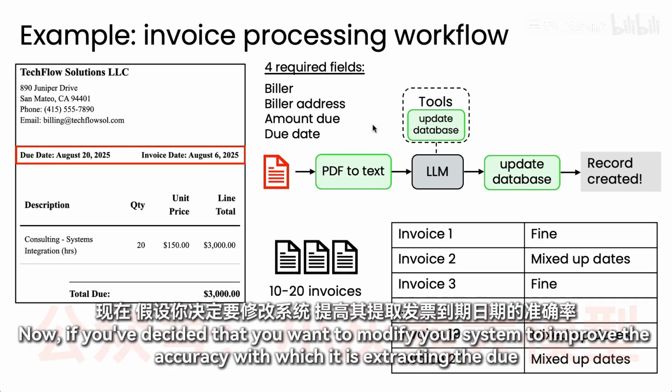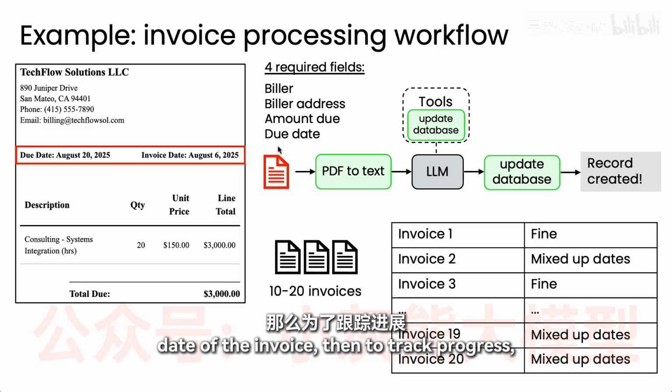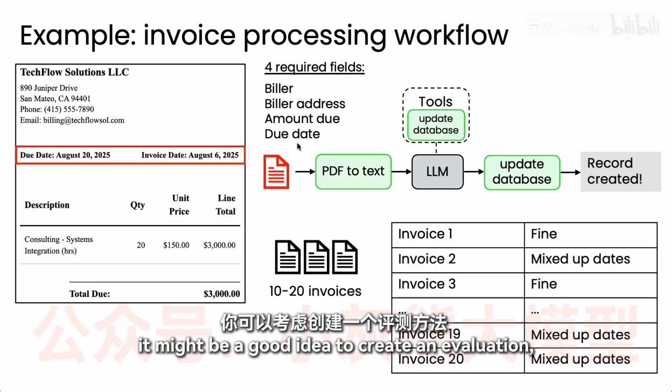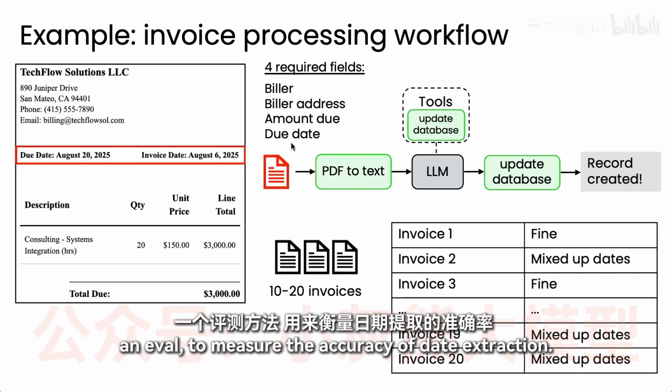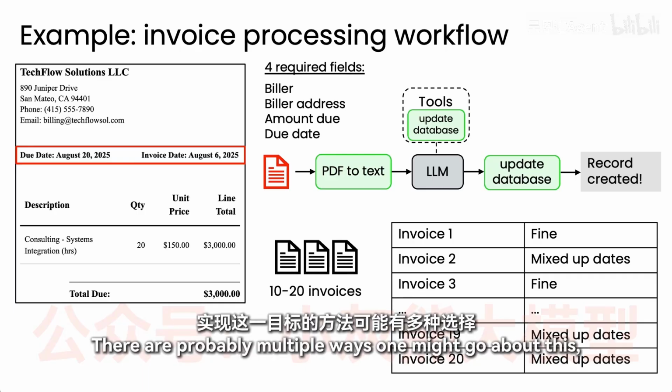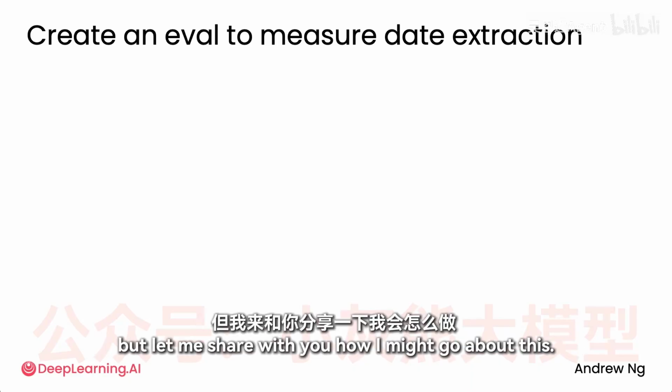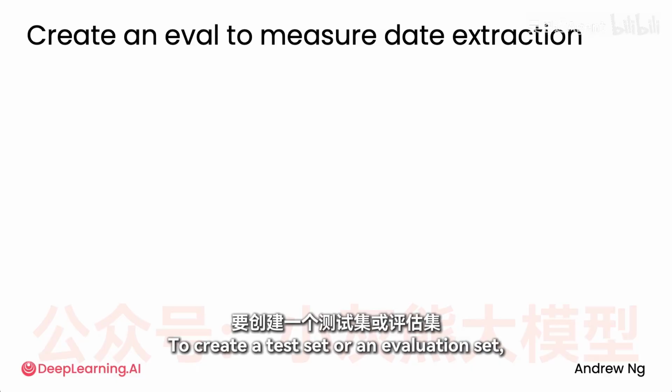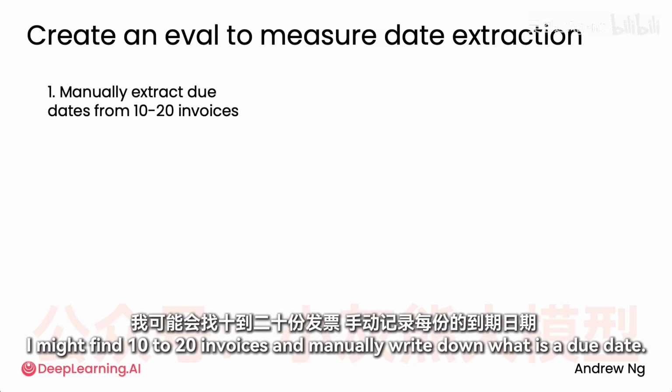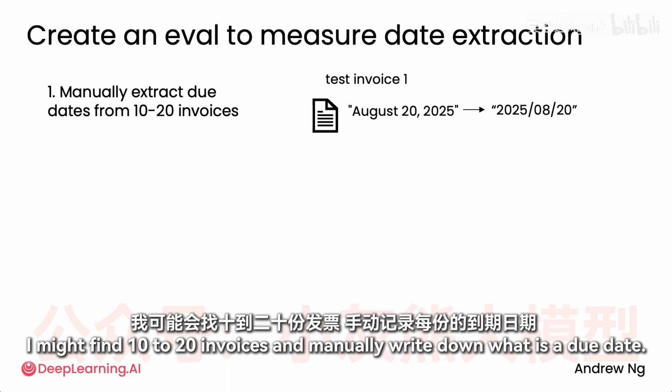Now, if you've decided that you want to modify your system to improve the accuracy with which it is extracting the due date of the invoice, then to track progress, it might be a good idea to create an evaluation or an eval to measure the accuracy of data extraction. There are probably multiple ways one might go about this, but let me share with you how I might go about this. To create a test set or an evaluation set, I might find 10 to 20 invoices and manually write down what is the due date.